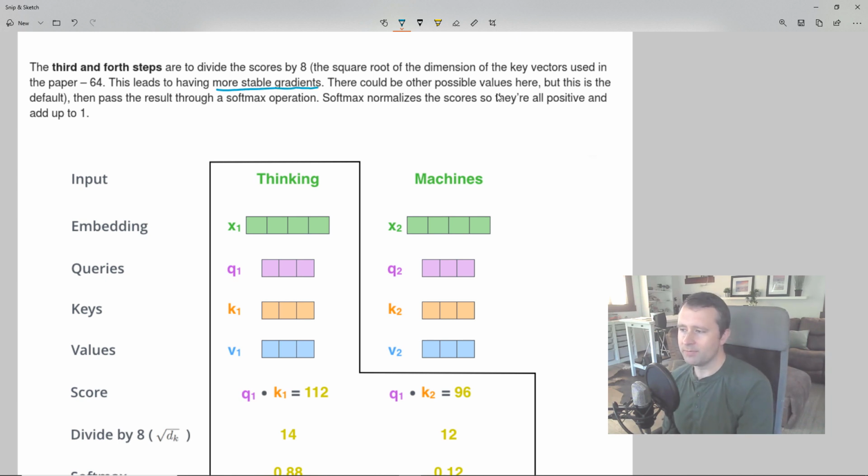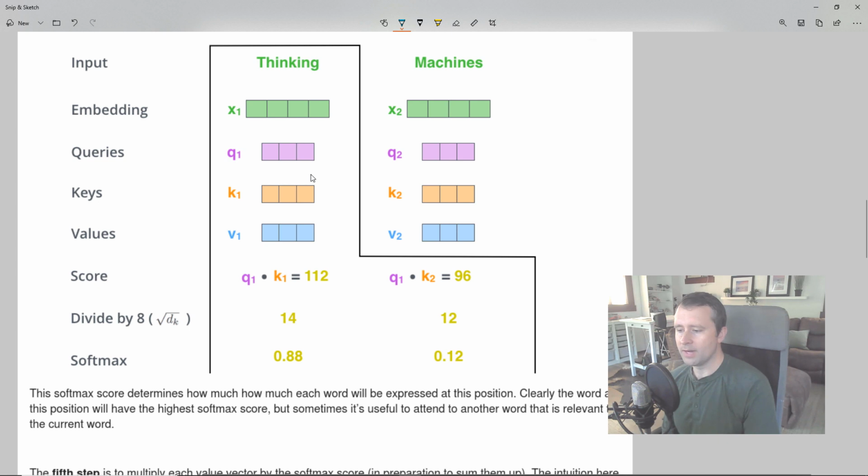There could be other possible values here, but this is the default. And then we pass the result through a softmax operation. Softmax normalizes the scores so they're all positive and add up to 1. Okay. So we're dividing by 8.